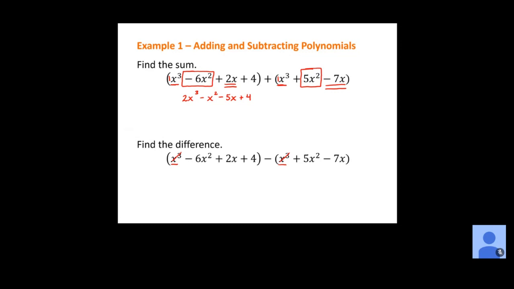All right. Now we're going to look at our x squared terms. So again, I have my negative 6x squared here, and then I'm subtracting 5x squared. So if I do negative 6x squared minus 5x squared, what does that give us? Good. A negative 11x squared.